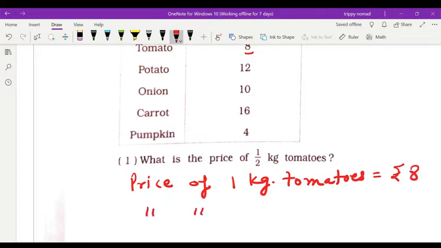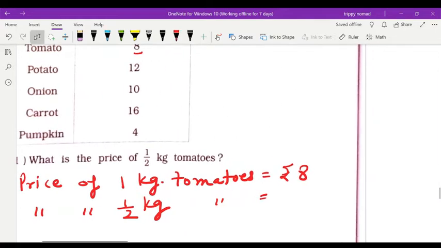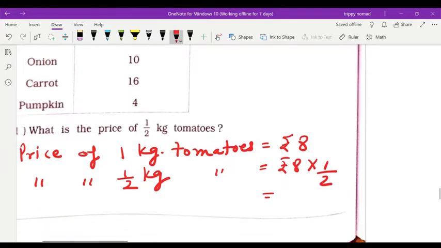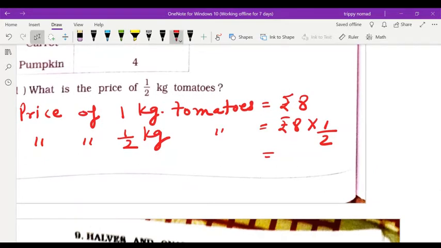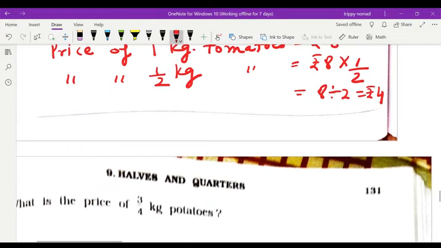Price of half kg tomatoes: rupees 8 into half. That means if you are writing below, that means 8 divided by 2. That is rupees 4 will be the answer.